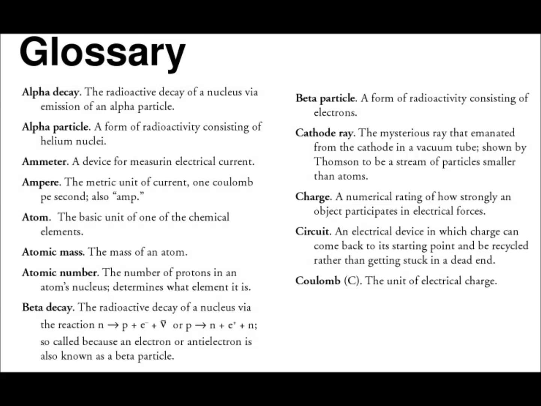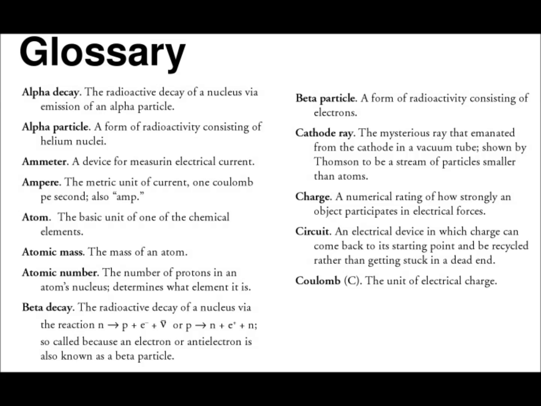Okay, in the glossary here, alpha decay, the radioactive decay of a nucleus via emission of an alpha particle. Alpha particle, a form of radioactivity consisting of helium nuclei. Ammeter, a device for measuring electrical current. Ampere, the metric unit of current, 1 coulomb per second, also amp.